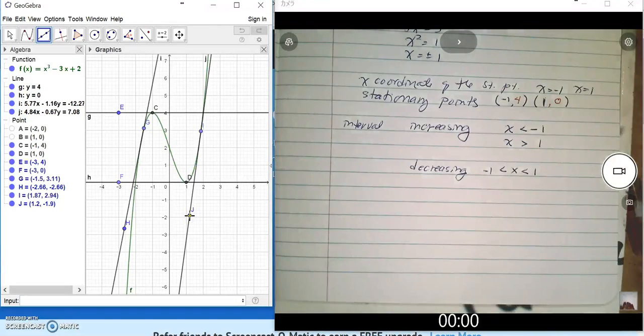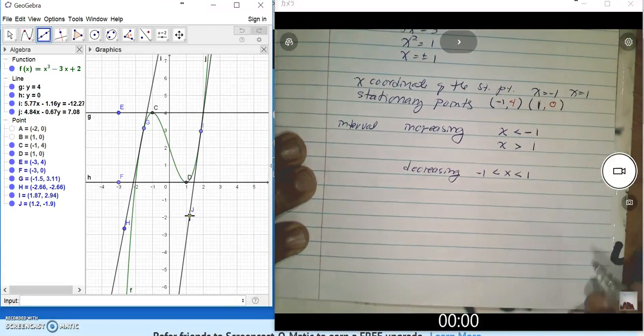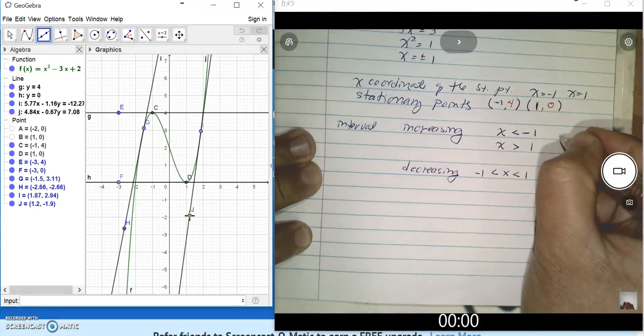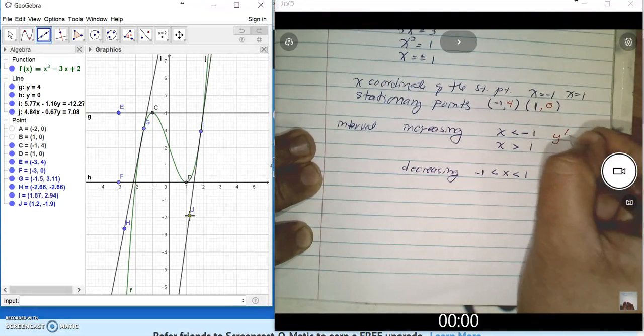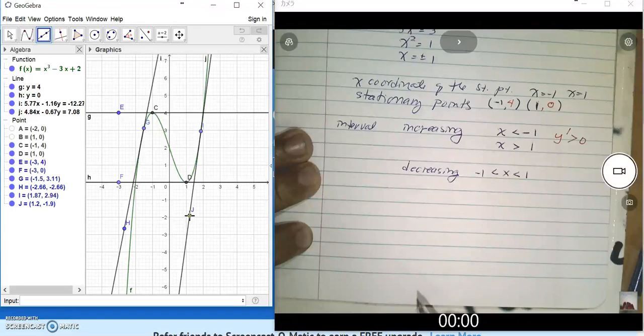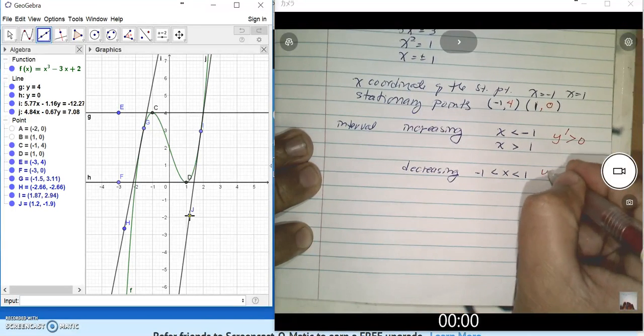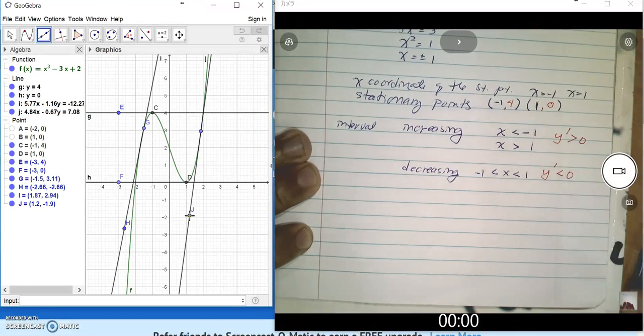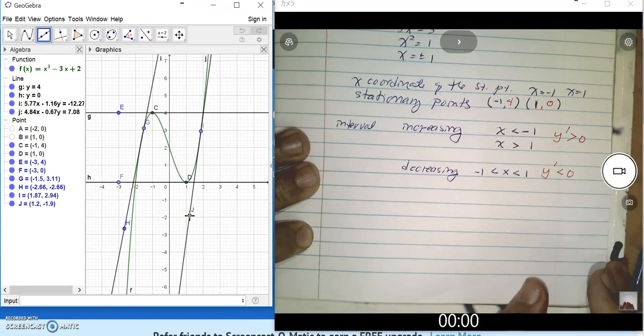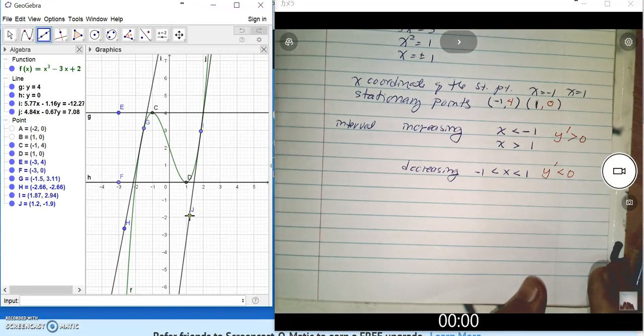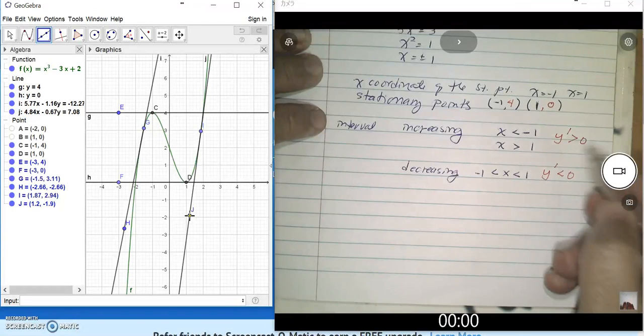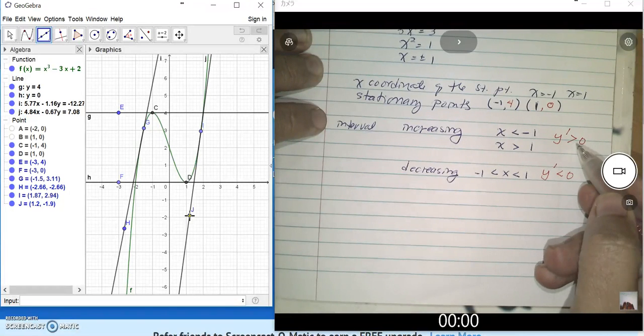So meaning it's increasing, the dy dx there must be greater than 0. And if it's decreasing, the dy dx there must be less than 0. Now suppose we don't know this graph here, so what we're going to do is just set y prime greater than 0.